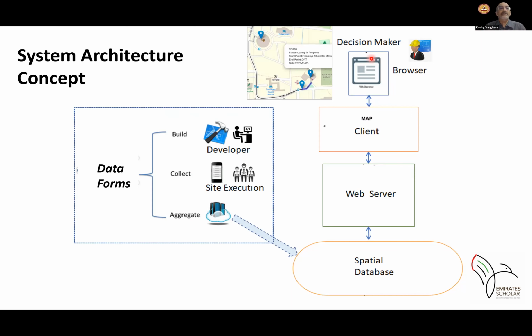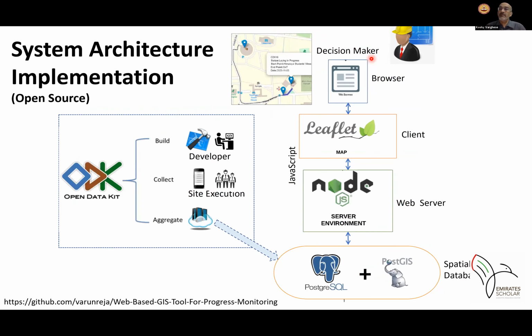Now, we translated this system architecture concept using specific tools that are available. This is a set of tools which we chose. You can see the Open Data Kit, which we chose for the forms, PostgreSQL for the database, PostGIS for the geographic information system, and the Node.js and Leaflet interface to serve the maps to the browser. So this is the set we used. It's open source. It was easily accessible, and we were able to then develop platforms over this. If you're interested in more details on this, Varun has loaded this on GitHub and you can access this. But this was basically the architecture which we went with.